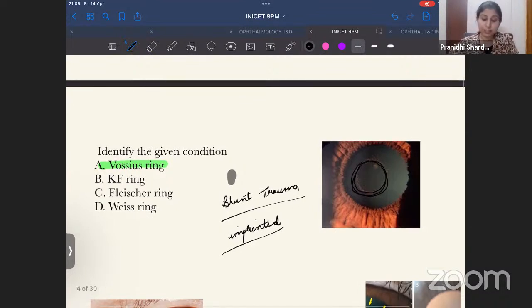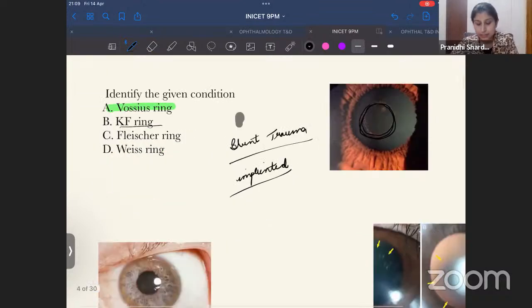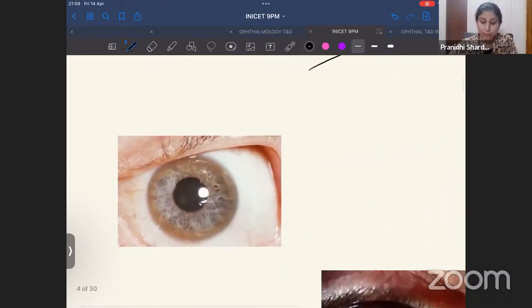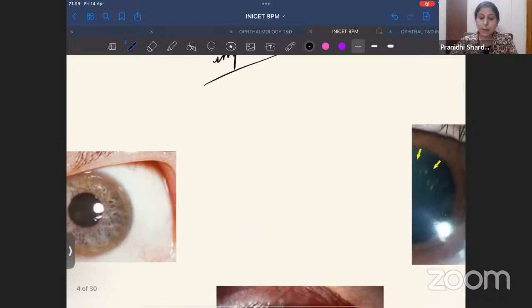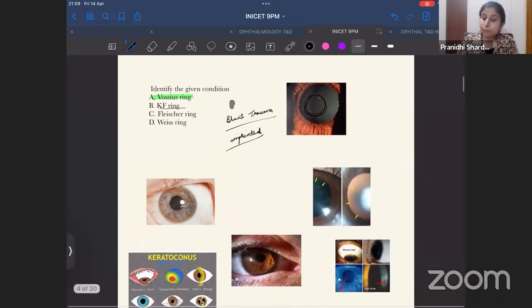Other options given in the question were the KF ring. The KF ring, a very commonly learned thing, is the appearance of a golden brown ring on the corneal periphery, which we see in cases of Wilson's disease. Here is an image of the KF ring, a golden brown ring on the periphery of the cornea, seen in Wilson's disease. The next option is the Fleischer ring.